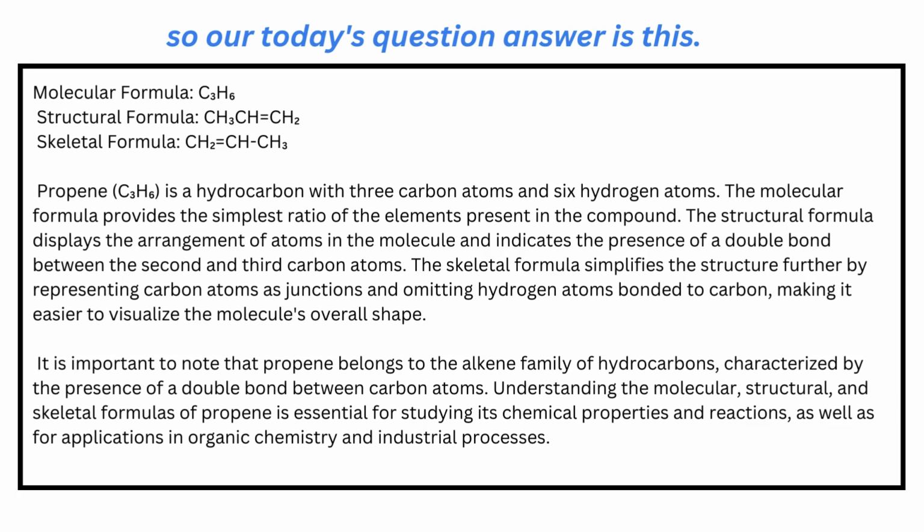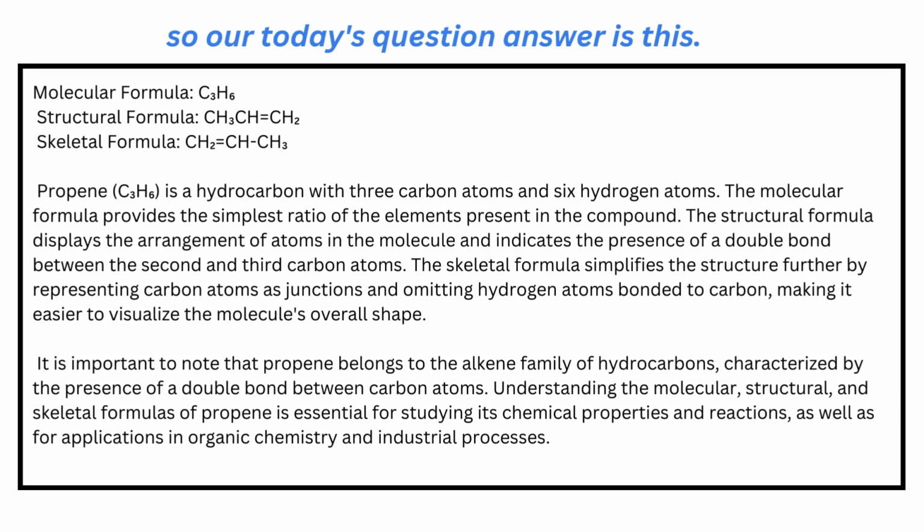Propene C₃H₆ is a hydrocarbon with 3 carbon atoms and 6 hydrogen atoms. The molecular formula provides the simplest ratio of the elements present in the compound. The structural formula displays the arrangement of atoms in the molecule and indicates the presence of a double bond between the second and third carbon atoms.